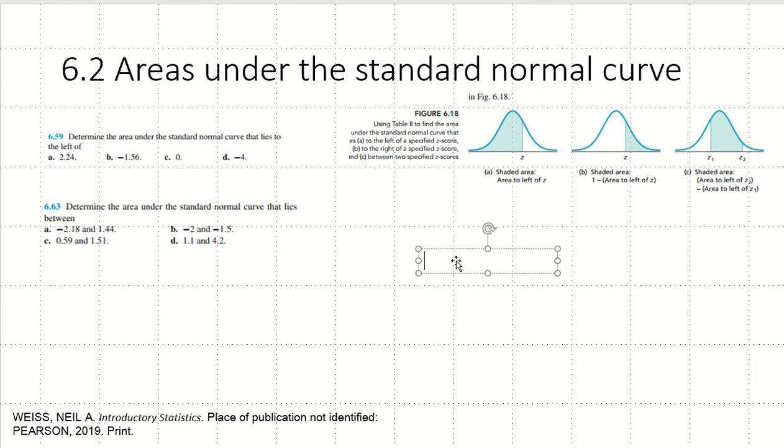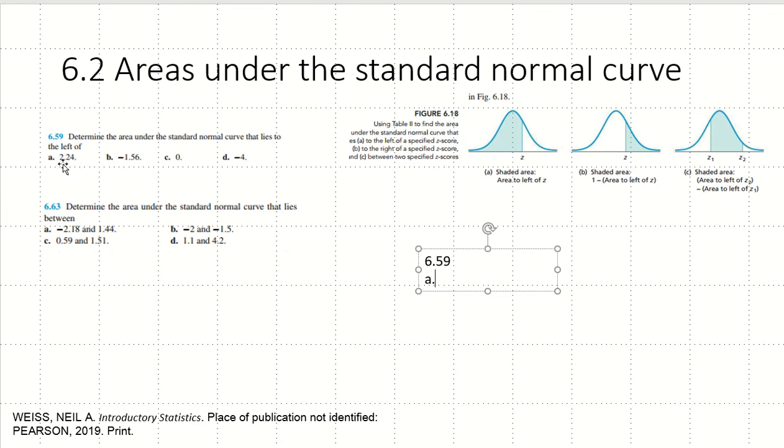So if you were a little bit confused, we'll just put them into practice, and I think it should bring some clarity. So we'll begin with 6.59 in the textbook, and it instructs us to determine the area under the standard normal curve that lies to the left of 2.24, -1.56, 0, and -4. And so in order to do these problems, we need to locate table 2 in the textbook, because that is how we're going to get the area.